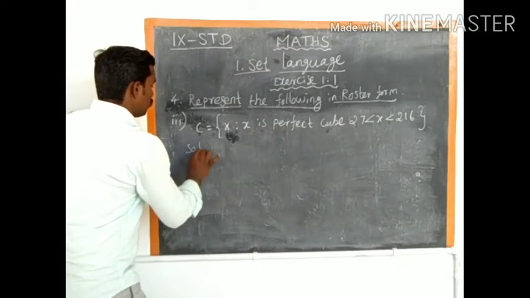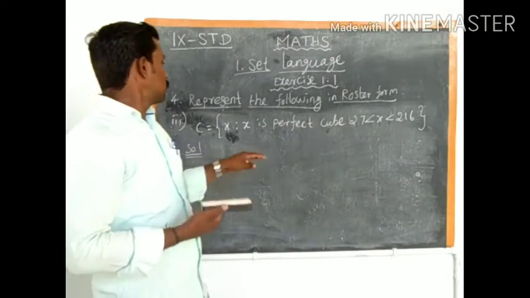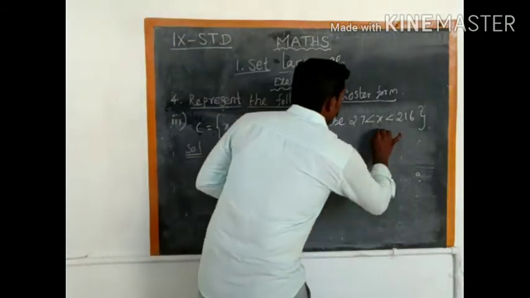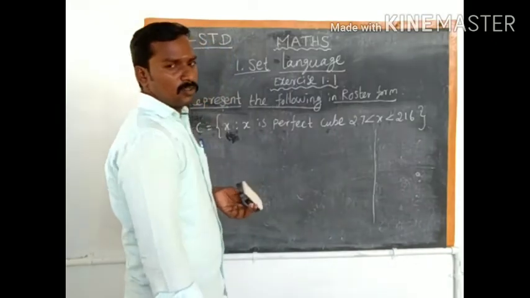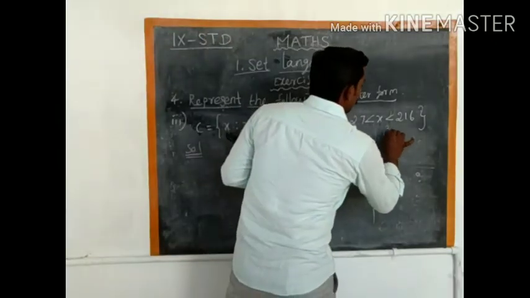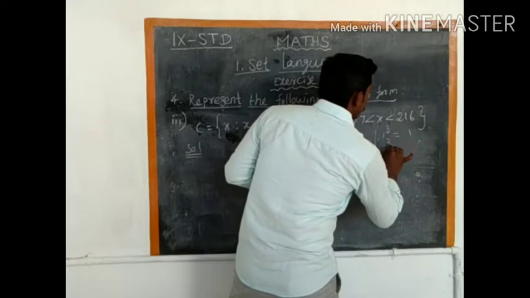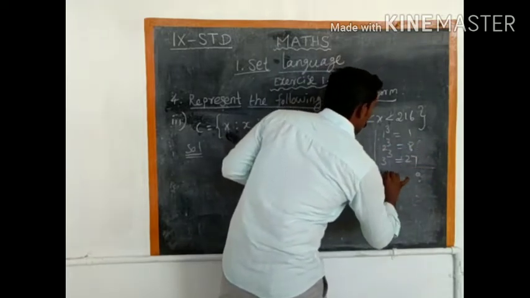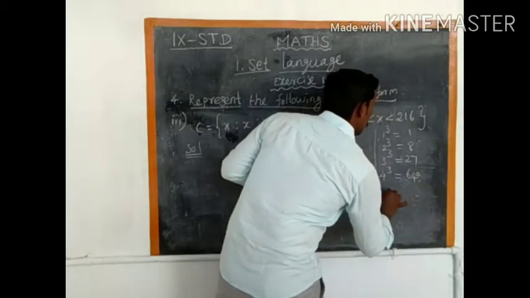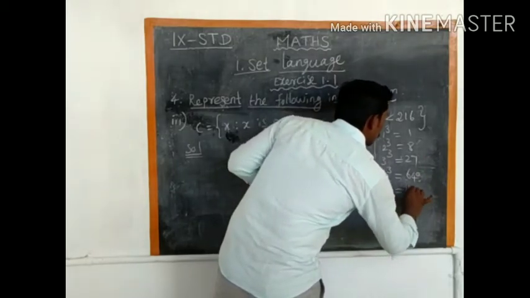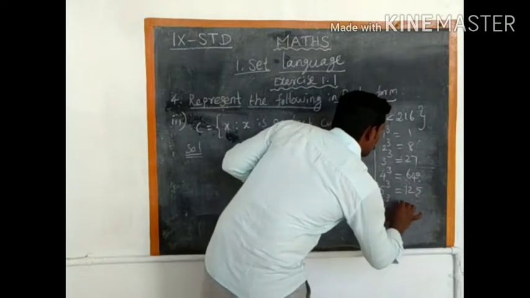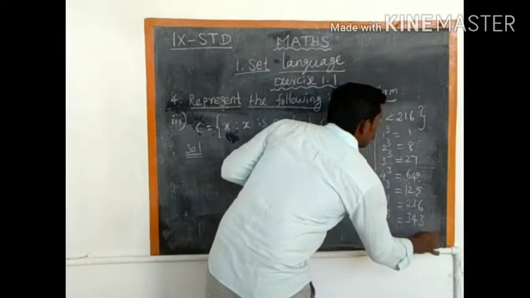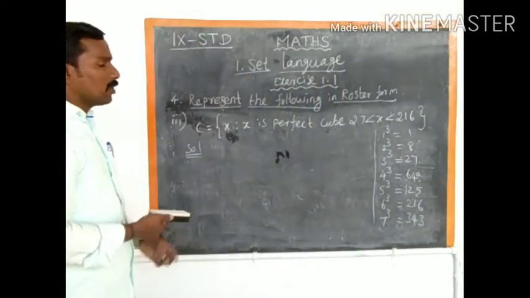Okay. The solution: the question is, x is a perfect cube. So we already know the cube numbers 1 to 10. 1 cubed equals 1, 2 cubed equals 8, 3 cubed equals 27, 4 cubed equals 64, 5 cubed equals 125, 6 cubed equals 216, 7 cubed equals 343. It's like going through every cube number.